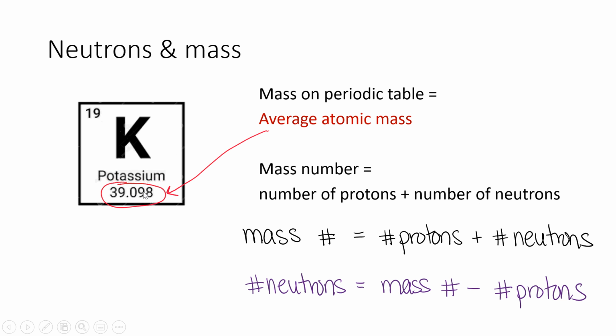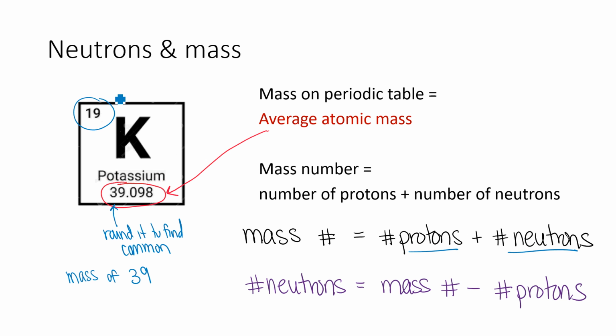And since, let's look at potassium, the average atomic mass is 39.09. So I'm going to round this to find the most common mass number. Since this number is really close to 39, I'm going to assume that most atoms of potassium have a mass of 39. And we said earlier that the protons plus the neutrons must add up to the mass.